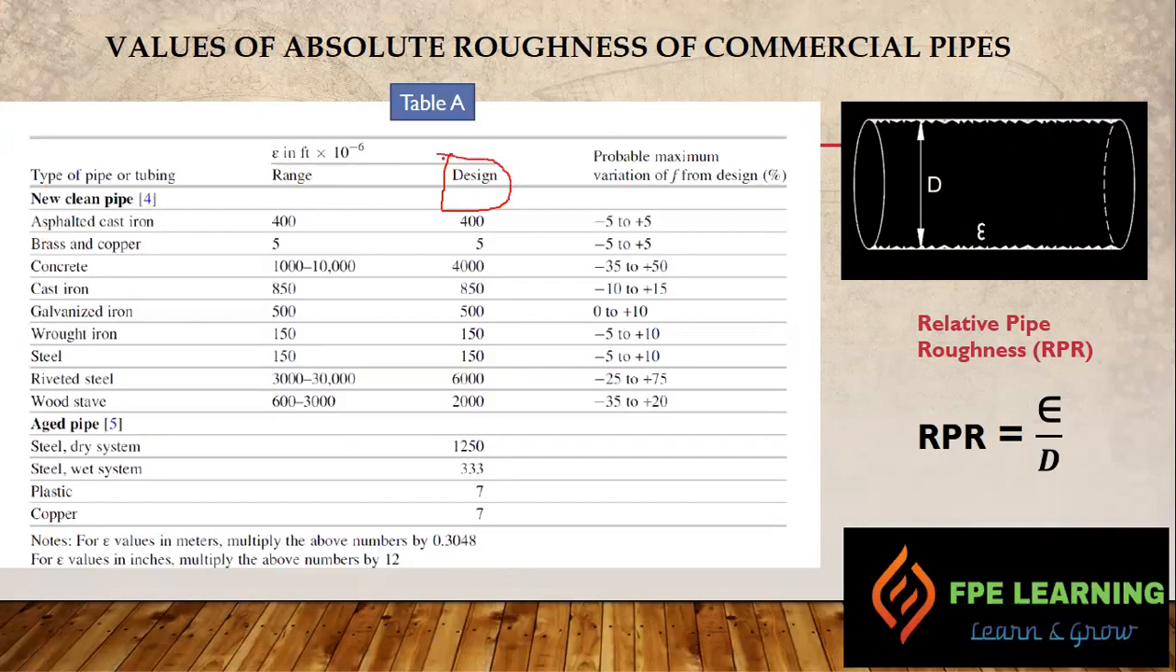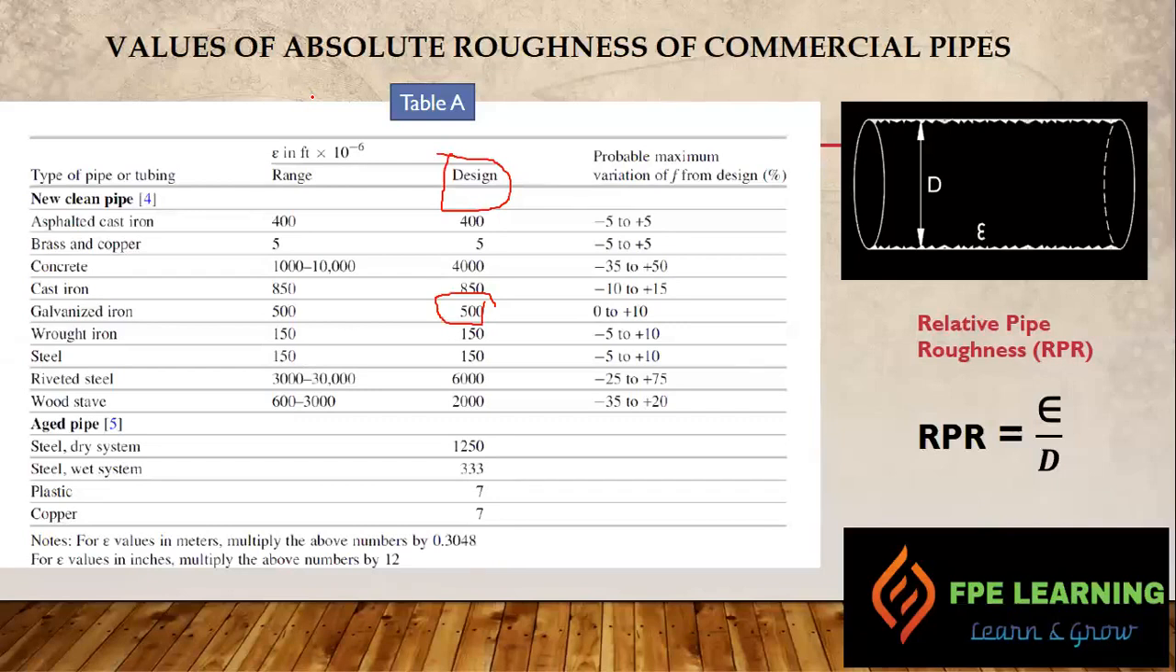We have to take the design values into our calculations. If you can see, for galvanized iron, the value of E is 500, right? So this is multiplied by 10 to the power minus 6, 500 into 10 to the power minus 6, and whatever value comes, we take that value in feet. This is how we take the value of E. We can find similar tables in various NFPA codes, like NFPA 13 and NFPA 24, or we can take this value from the data sheet of the product.